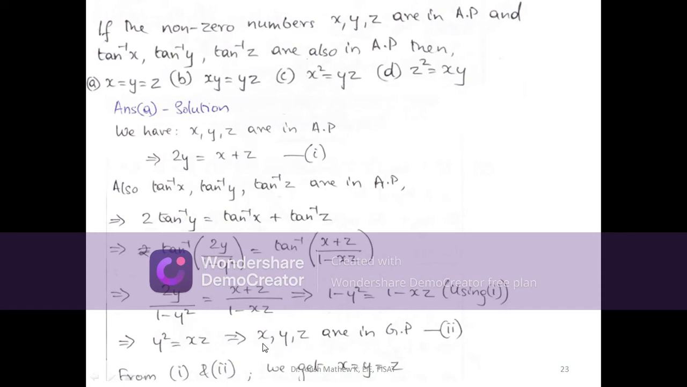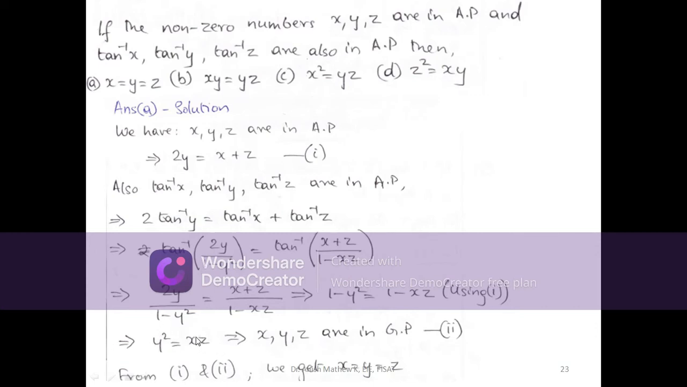Okay. So that is how it is. First, from this expression, since they are in arithmetic progression, we reach this term. Since these three terms, tan inverse x, tan inverse y, tan inverse z, are in arithmetic progression, we are able to write this relation. That is again equated to this term. Finally, equating them, we got y square equal to xz.